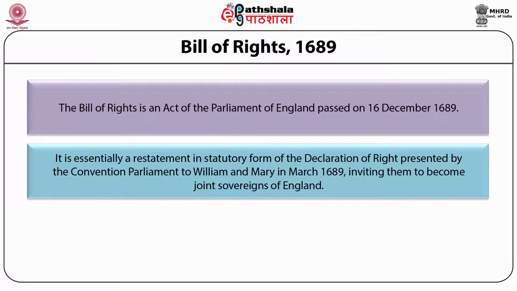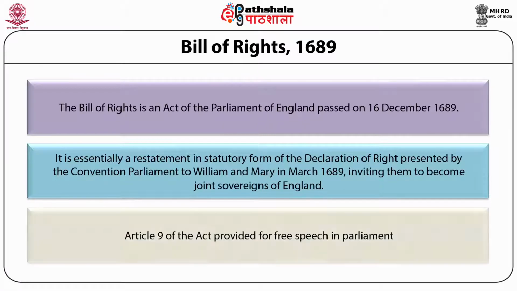Following the death of Queen Elizabeth, there was a lot of turmoil as to who would succeed to the crown. William and Mary, alas, finally did. And they were presented with the declarations of right by a convention parliament. This convention was embodied in the Bill of Rights. Article 9 of the Bill of Rights Act provided for free speech in Parliament.